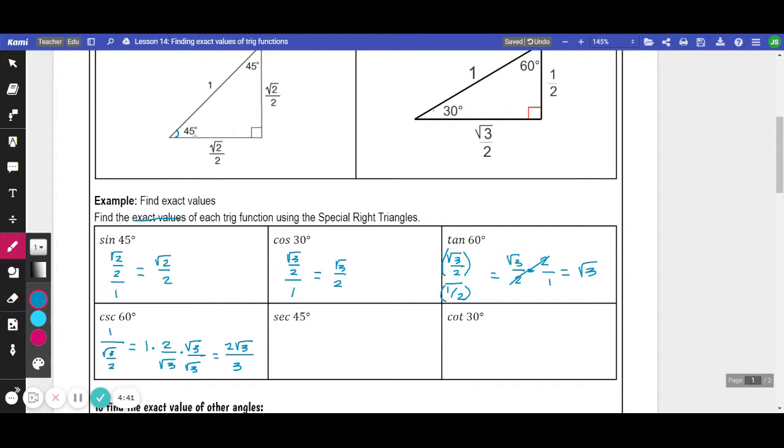Secant of 45. So I use the 45. Secant is hypotenuse, 1, divided by adjacent, which is root 2 over 2. So keep the numerator, multiply by the reciprocal of the denominator, which is 2 over root 2. We have to rationalize. So we get 1 times 2 is 2 times root 2 over square root of 4. Square root of 4 is 2. And now this one we actually can reduce because 2 divided by 2 is 1. So we just get 1 root 2.